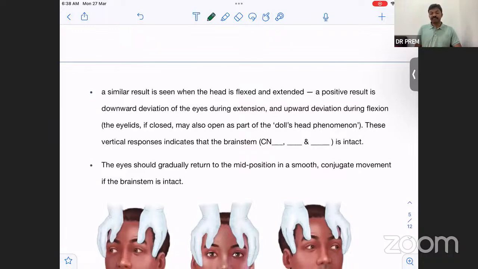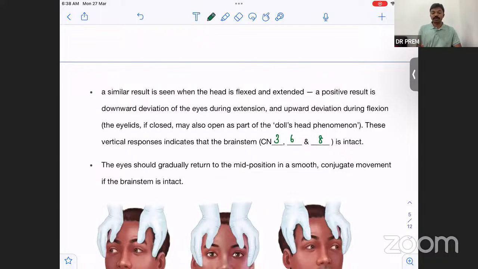A similar kind of reflex is seen when the patient's head is fixed and flexed as well as extended. In the exact same way, when you flex your patient's head, the eyeball should move up. When you extend your patient's head, the eyeball should move down. So again, you are going to have an opposite movement of the eyeball to the side of the patient's head movement. You are testing cranial nerve 3, cranial nerve 6, as well as cranial nerve 8. Cranial nerve 3, 6, and 8, doctors.